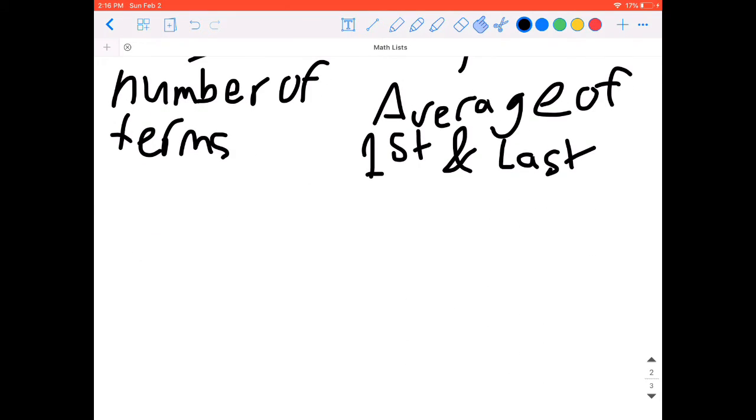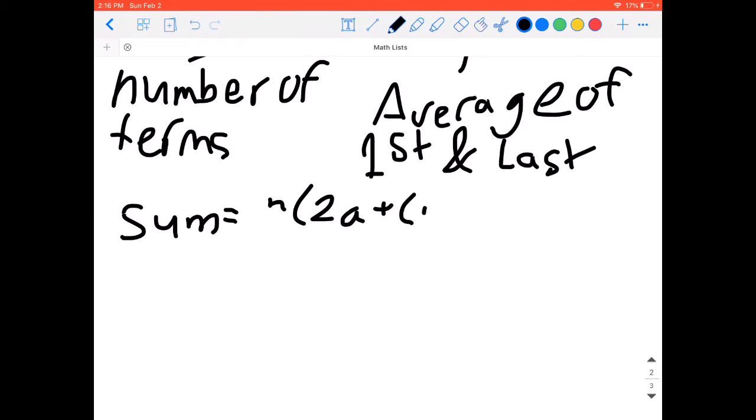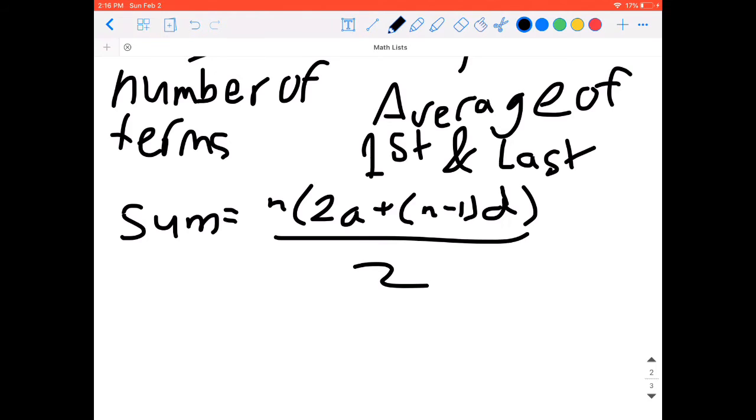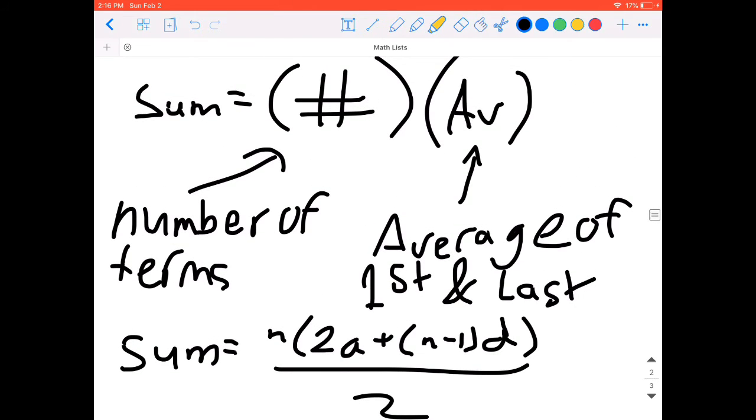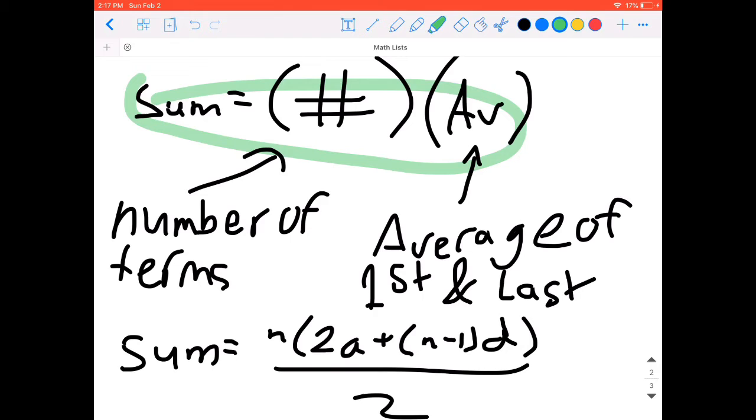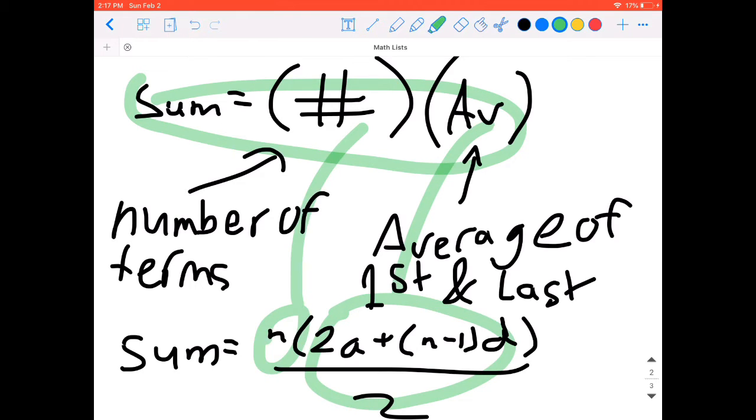And we can write that in a kind of more complex way. So the sum we can also say is n times (2a plus (n minus 1)d) over 2. And that's effectively the same thing as this thing up here, because this right here is the average, and n is the number of terms.